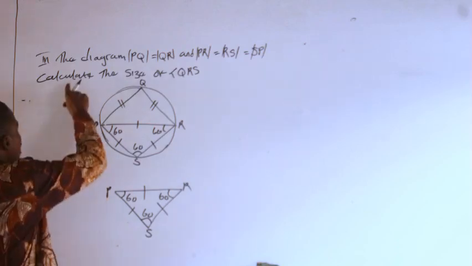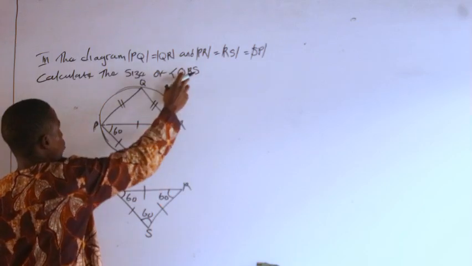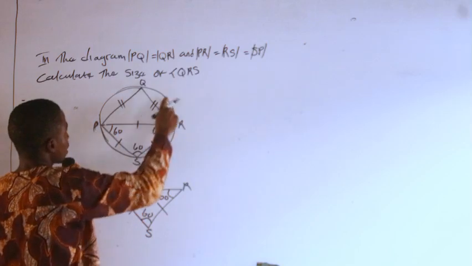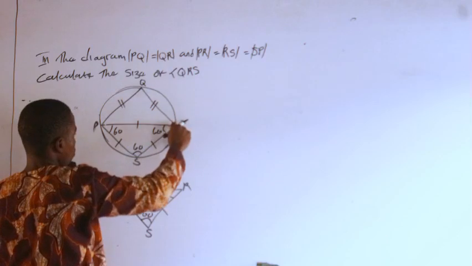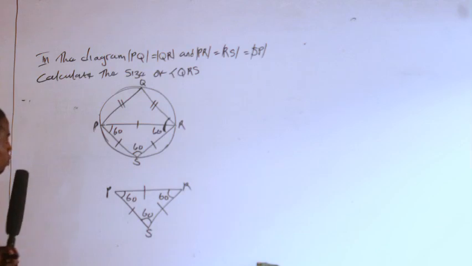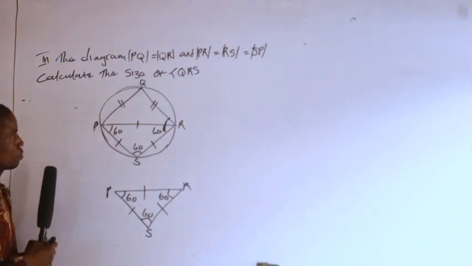Now, they said that we should calculate the size of angle QRS. We are looking for the angle Q, R, S. We are looking for this place, all of them totaled. When we look at this one very well, it is very easy for us to understand what is going on here. I want you to understand this in a simple way.